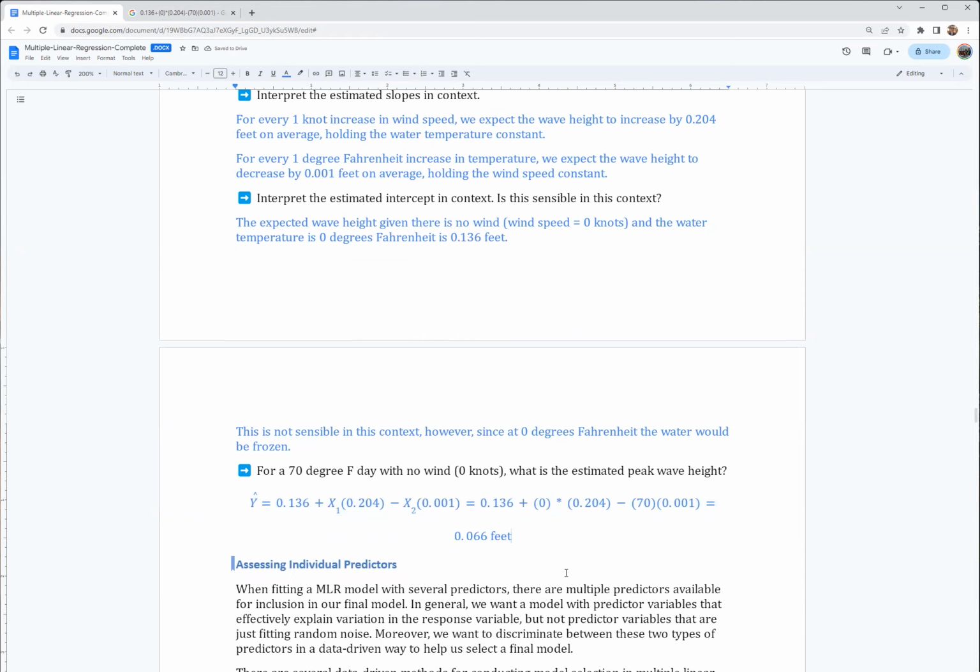So what is the estimated peak wave height? Again, important to include the units of measurement: 0.066 feet. It's always good to double check your prediction and see if it seems sensible. In this case, we're saying it's a beautiful day, 70 degrees, no wind at all. Should that be super wavy? No, not really. We would expect little to no waves. So this seems good. Always good to do a little bit of a sanity check like that.